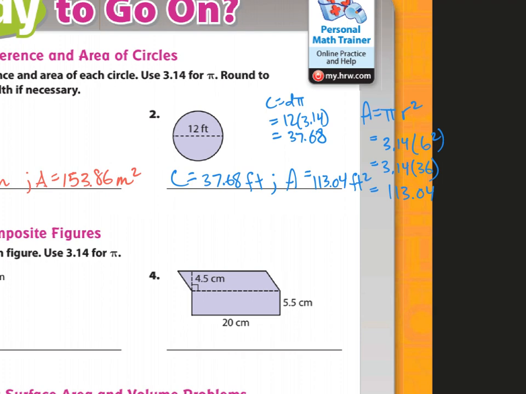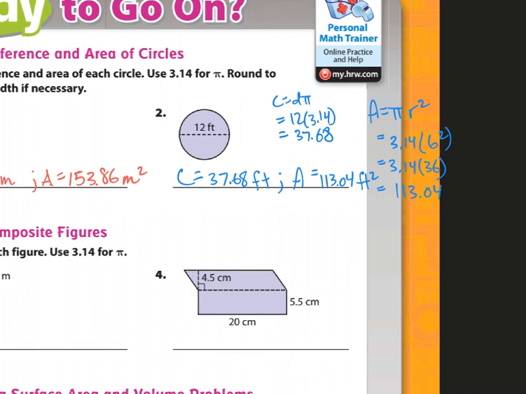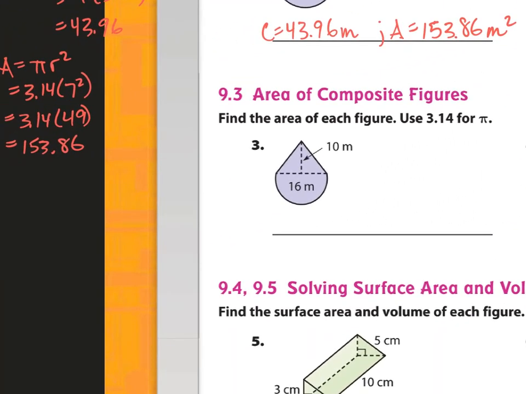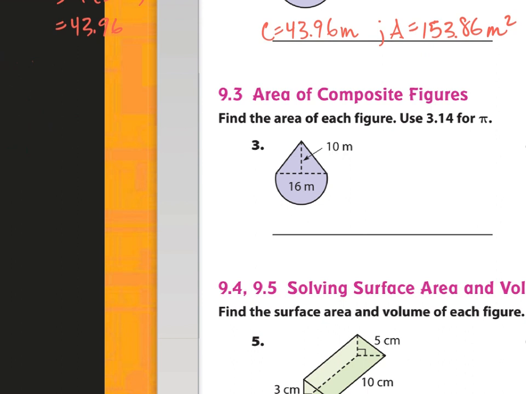So let me erase that here. They kind of bled into each other, but hopefully you get the idea on that. Anyway, next, find the area of this one. It's called a composite shape. And let me erase this here, make some room.